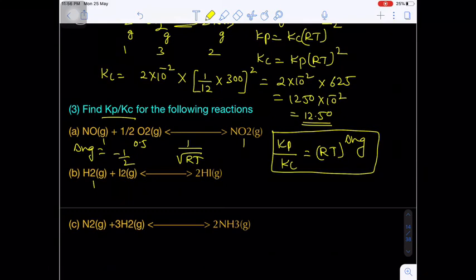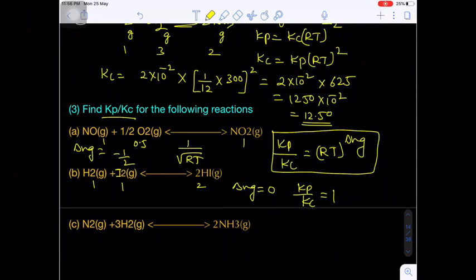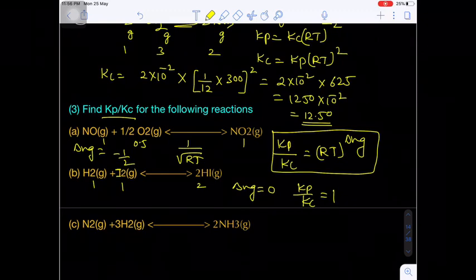In the second one, 1 mole, 1 mole. This is iodine. Okay. This is 2 mole. So delta Ng value what? 0. So Kp Kc ratio 1. Kp is equal to Kc.